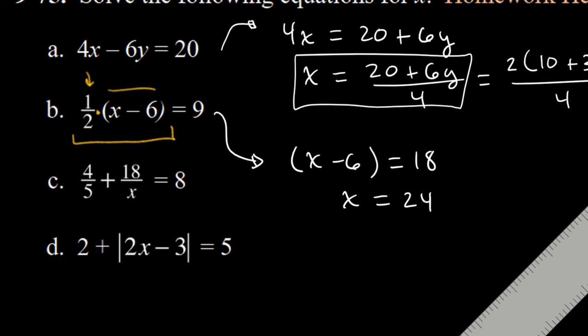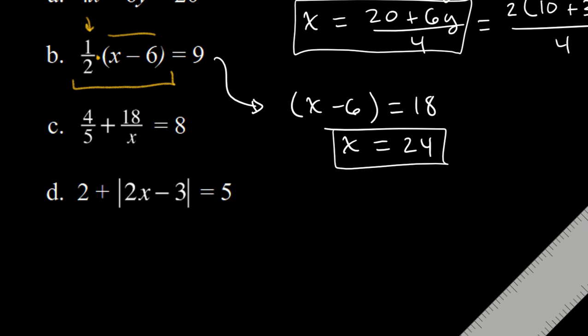Now what's nice is I can check it. 24 minus 6 is 18. Yep. And 18 times a half is 9. Yeah, that works. That's it. Let's move on to part C.